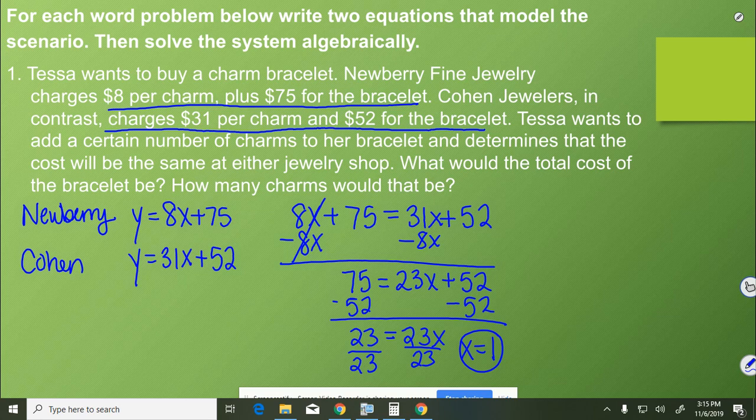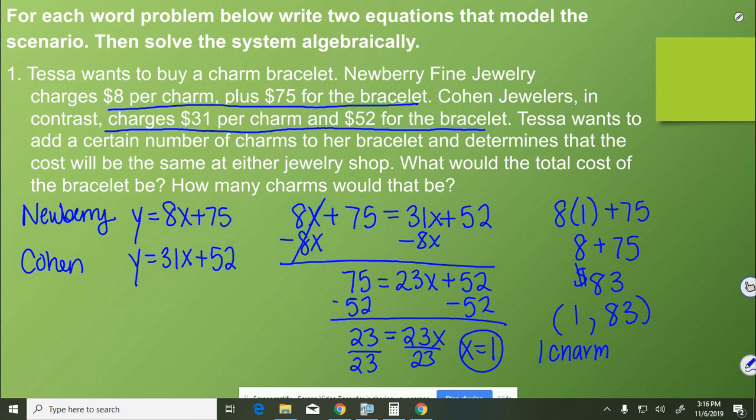All right, so now we can answer the rest of the question by plugging that 1 in. So we have 8 times 1 plus 75, is 8 plus 75, which is $83. So our solution is (1, 83), and that means one charm for $83, which answers the question. What would the total cost of the bracelet be? That's the $83. And how many charms?